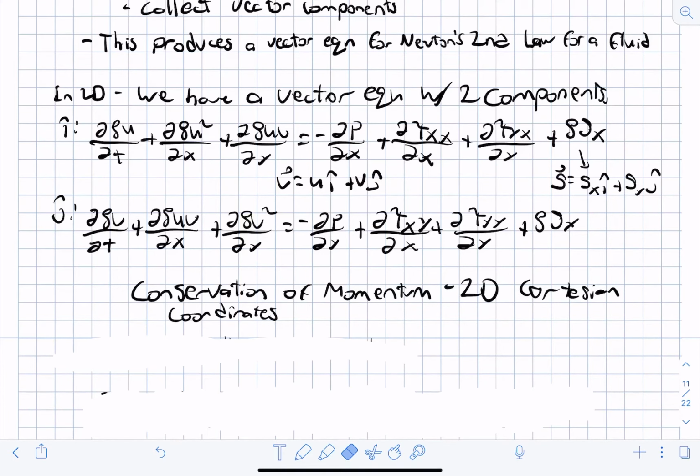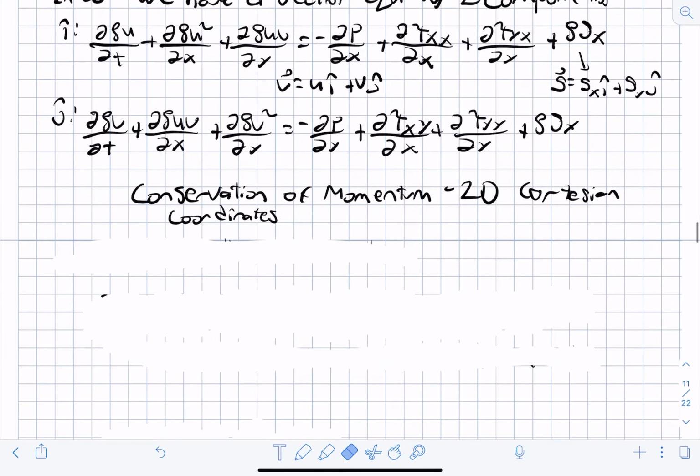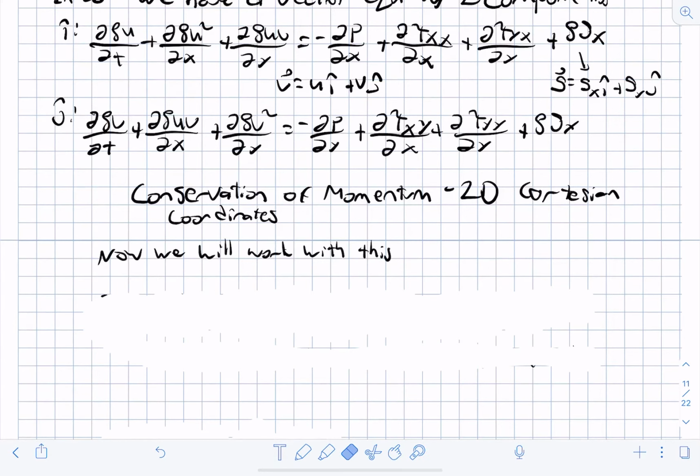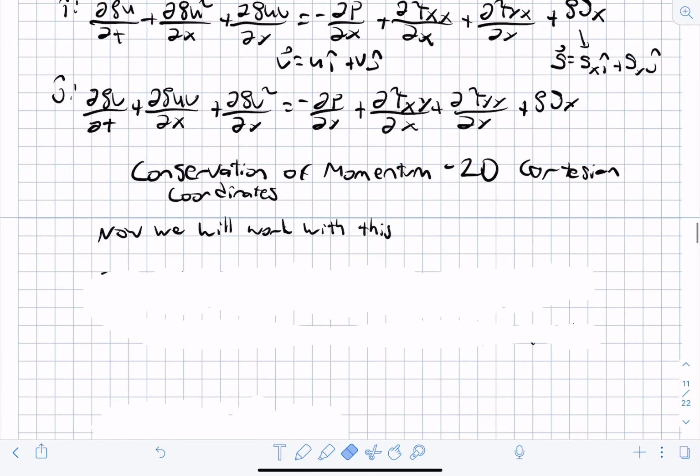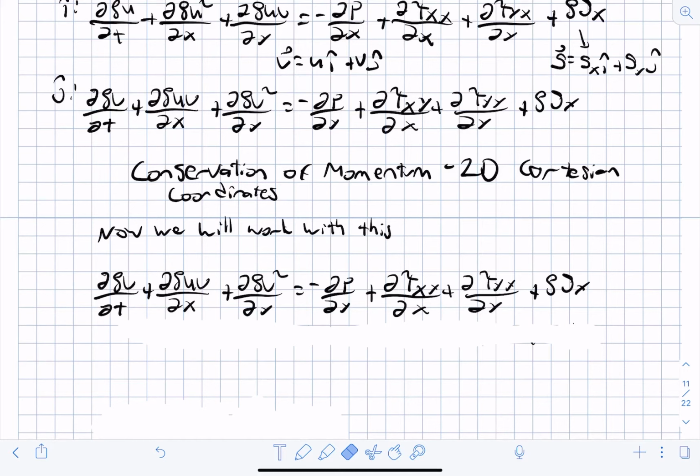Okay, and now we're going to work this a little bit, and we can actually, it doesn't look like it, but we can actually get these terms here into a form where we can use the substantial derivative. Okay, and so we will work with this, and so our Navier Stokes equations, we're just going to work with the y direction. But you can do the exact same procedure that I'm going to show you for the x direction. Okay, and so what we'll do is we will first use the product rule on these terms here. So we will use the product rule.